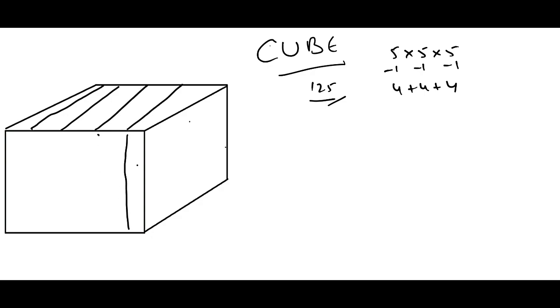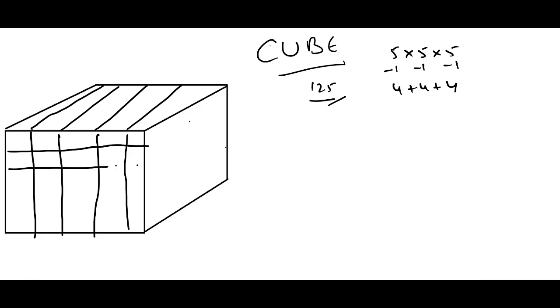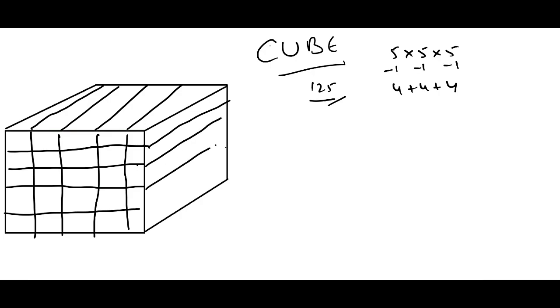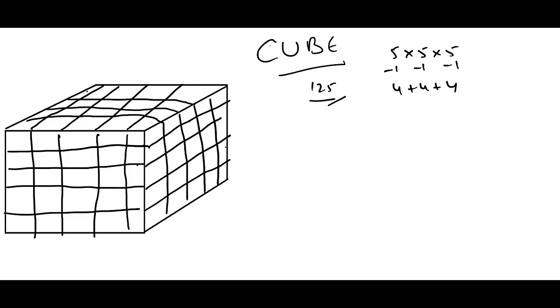So here we have 4 cuts, and that will give us 5 pieces, and 4 in the other direction, and we'll have 5 pieces, which will total give us 25, and 4 on the third side. 4 cuts will give us 5 pieces. So after painting a cube with a single color on all the 6 faces, we have made 125 cubes.